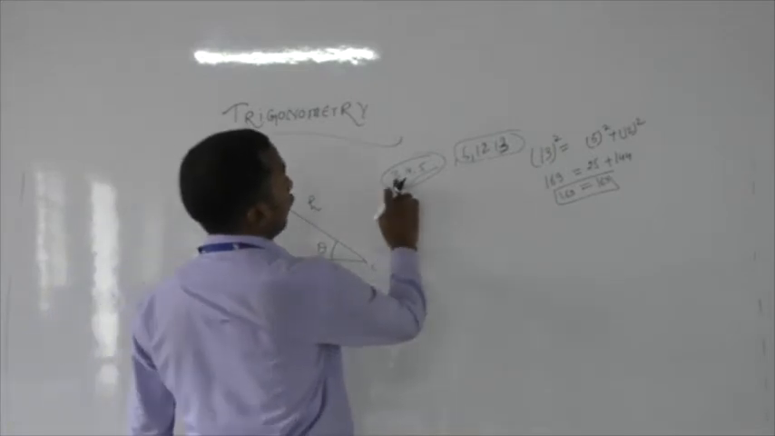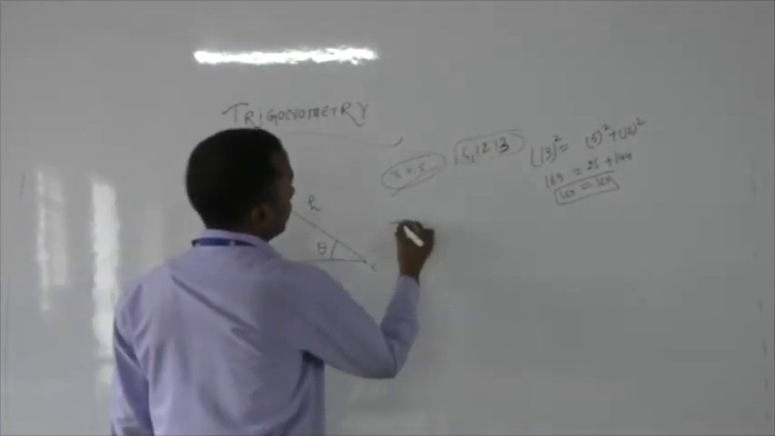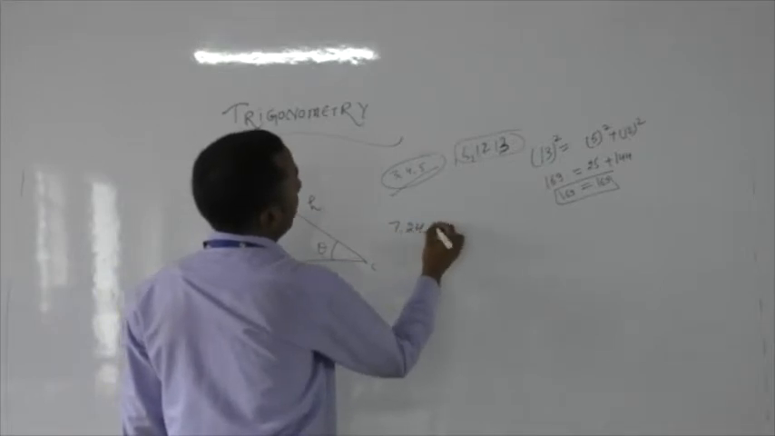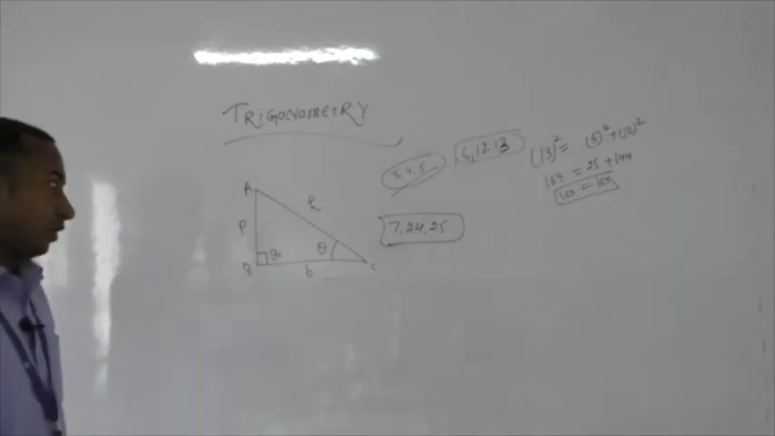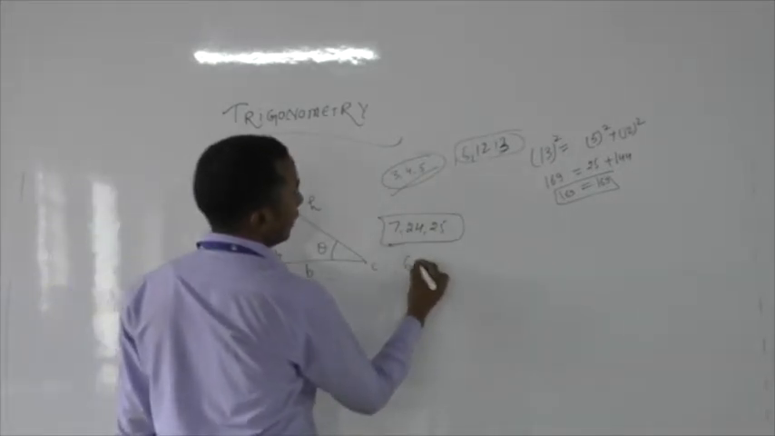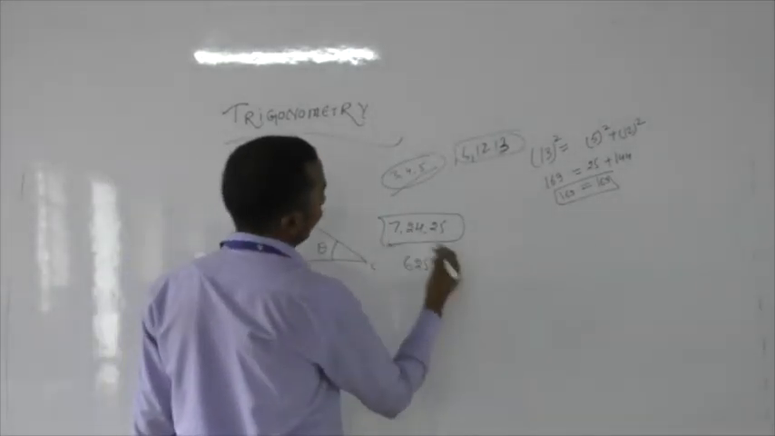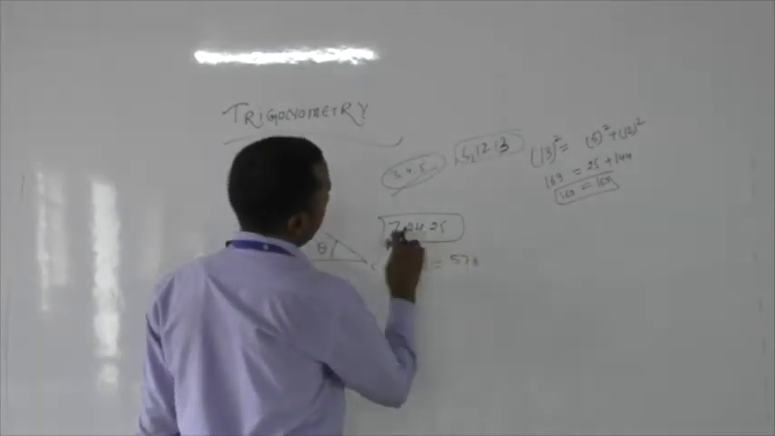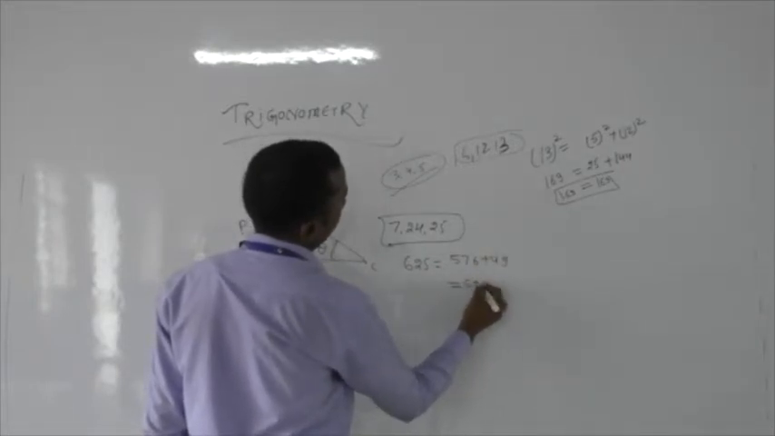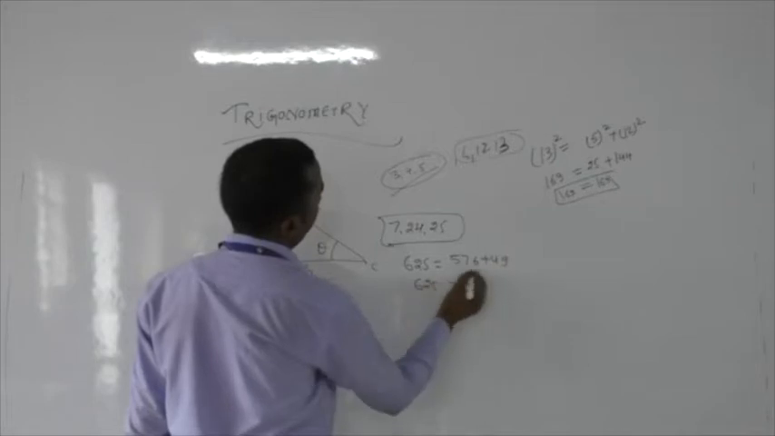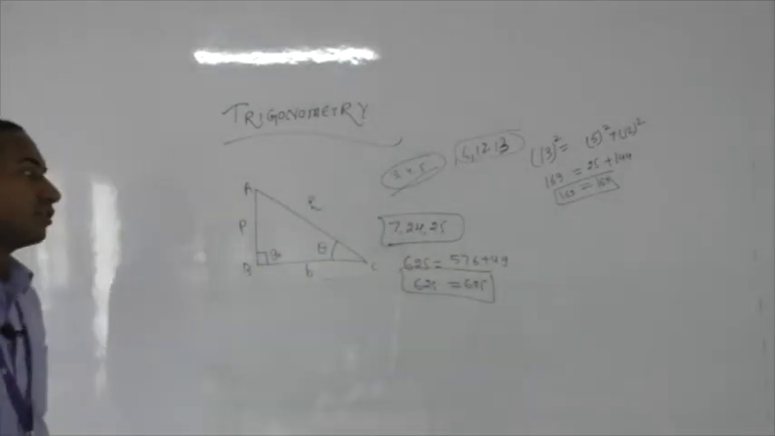So the first one is 3, 4, 5. The second one is 5, 12, 13. The next one is 7, 24 and 25. 25 square is 625, because this is the largest side. The remaining two sides: 24 square is 576 and 7 square is 49. If you add, you will get 625. So 625 is equal to 625. So this is also a Pythagorean triplet.